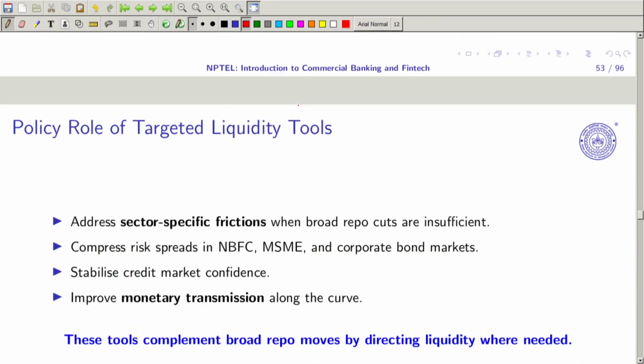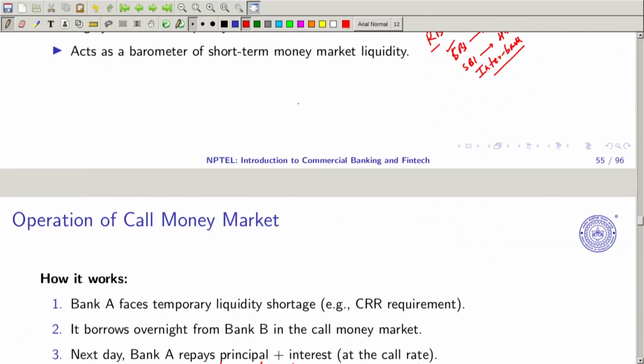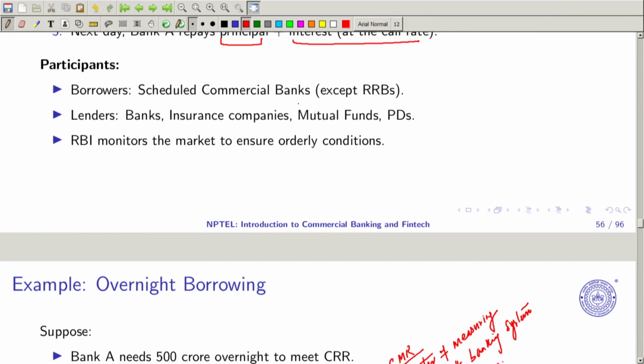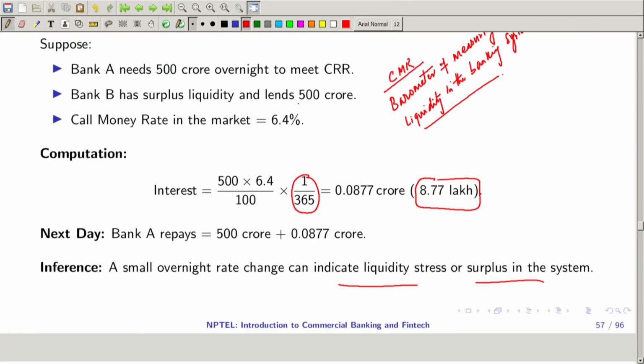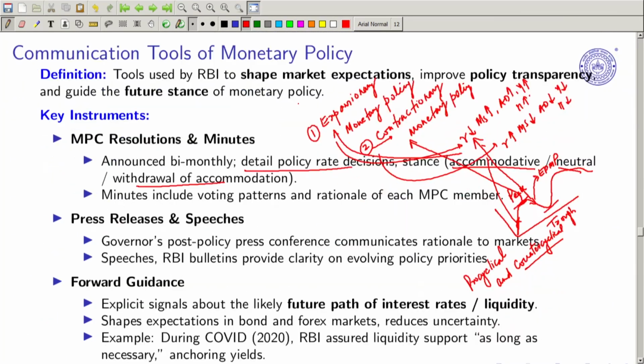Overall, what we have understood in this session is about the interbank setup, different types of measures, how they work, and why the interbank system is important. Then in this session, we also touched upon some of the basics about communication, and how communication of the central bank is crucial for commercial banking and also for fintech. So this will be continuing in the next session.